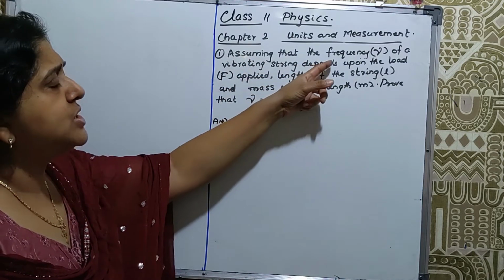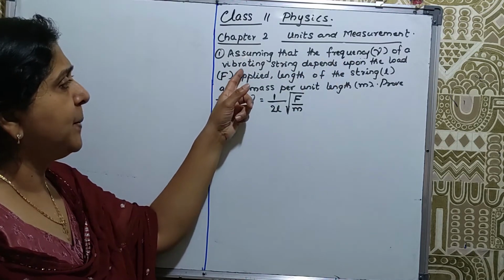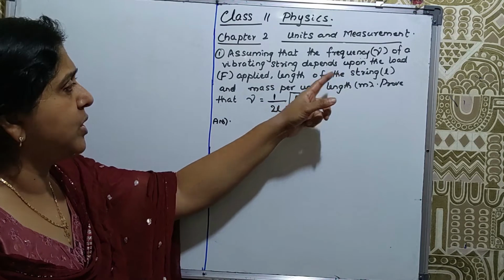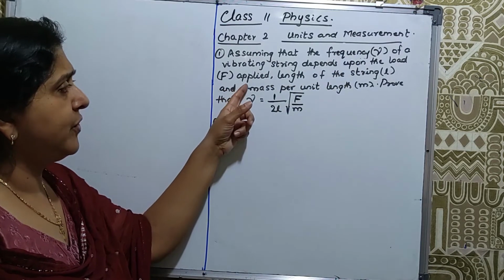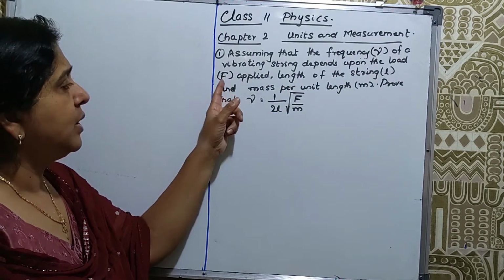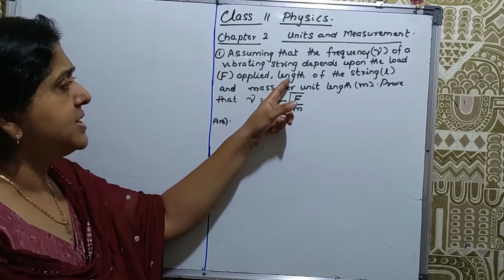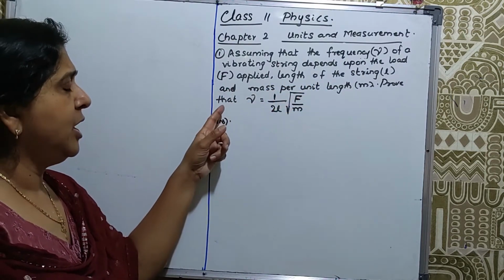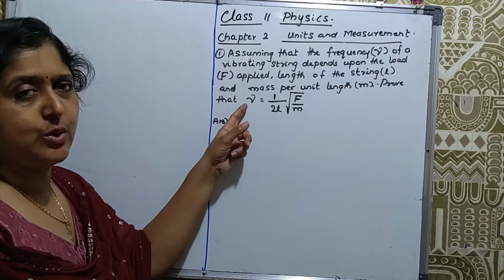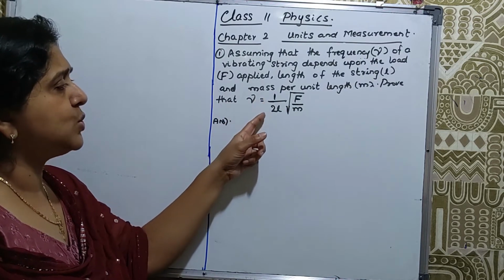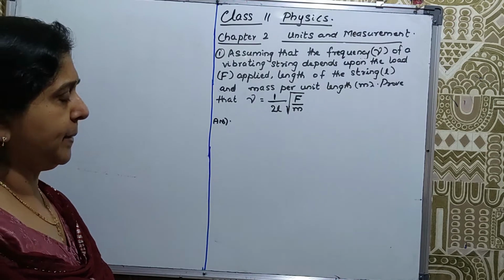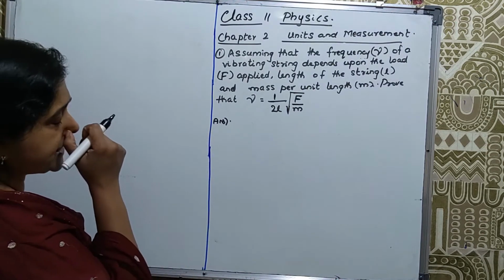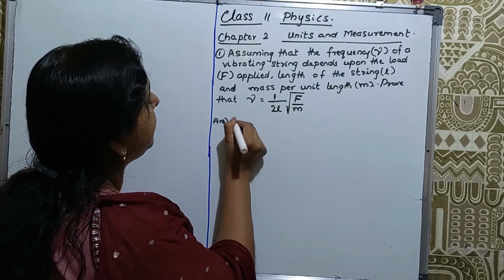Assuming that the frequency nu of a vibrating string depends upon the load F, that is the force applied, the length of the string L, and mass per unit length small m. Prove that nu, the frequency, is equal to 1 by 2L into root of F by m. So first I'll just tell you the dimensional formula.